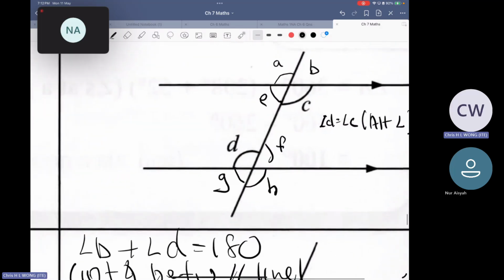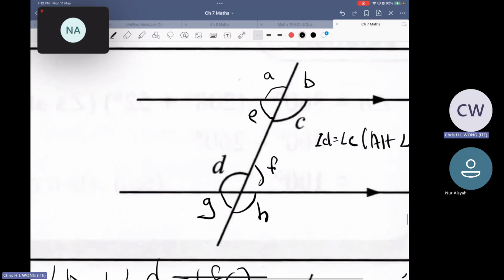Okay, come back to this again. I look at E. Where is the interior angle for E between two parallel lines? E and D, so E plus D give you 180. Reason: interior angle between two parallel lines. If I give you F, where is the interior angle between two parallel lines for F? C. Very good. C plus F give you 180.